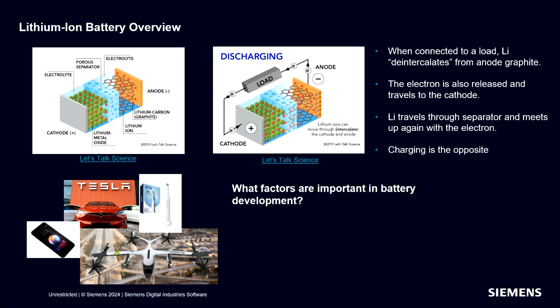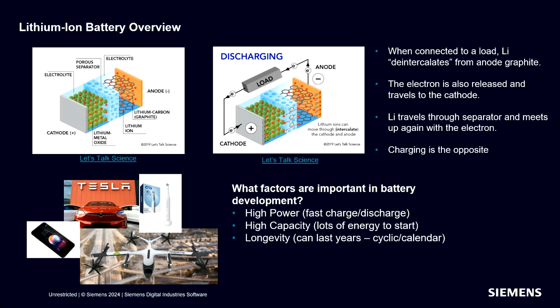So what are the factors when you're designing these battery cells? What are important things to consider in battery development? Well, you want high power for fast charge, high capacity, lots of energy, and longevity. You want the battery to last a while. And then safety is, of course, very important. The size, the weight, the cost. You'll be really conscious of weight if you're designing one of these aerial vehicles. So that's something to consider.